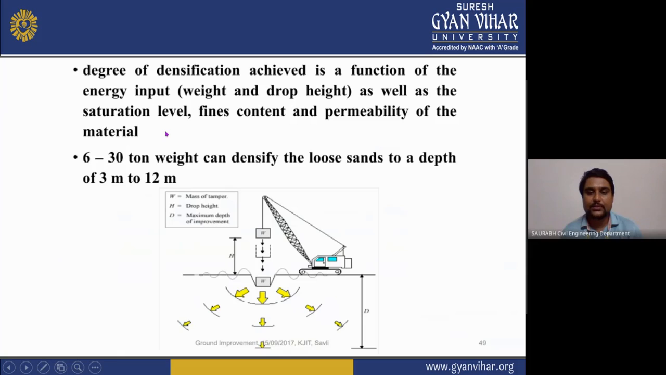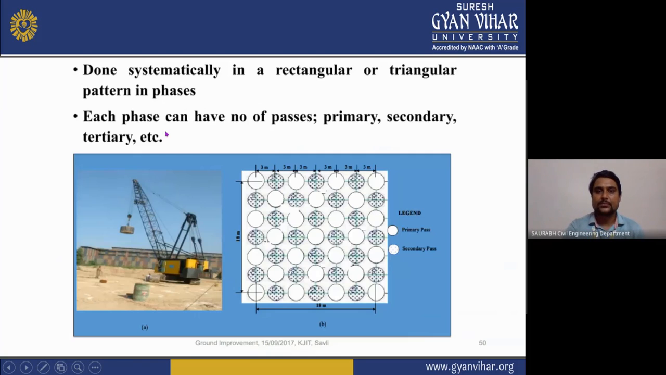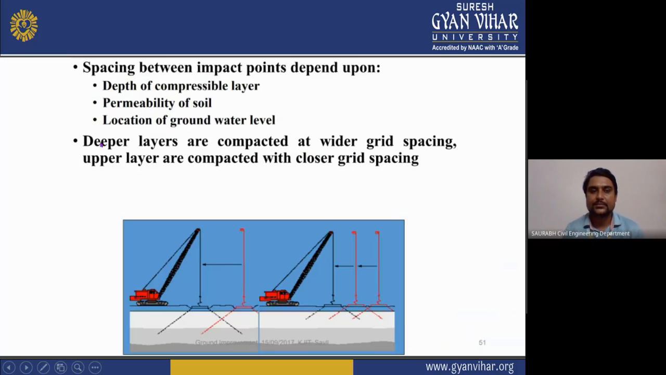And there is the image, as you can see here, of how it reacts on the ground when the weight comes down on the ground. It is done systematically in a rectangular or triangular pattern in phases. As you can see, this is the pattern for dropping the weight from the crane. Each phase can have a number of passes: primary, secondary, and tertiary.